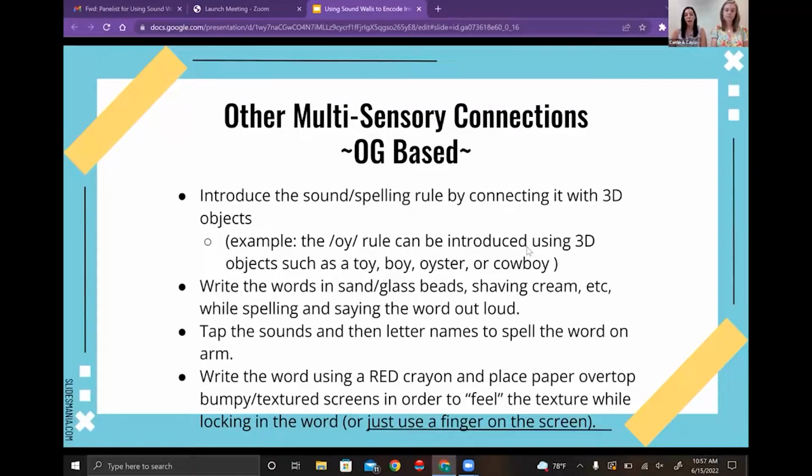While they're doing that, have the kids spelling and saying the word or the letters out loud. Tapping the sounds and then letter names to spell the word on your arm, which we saw Caitlin do in the video. Write the word using a red crayon and place it over top of a bumpy or textured screen in order to feel the texture of the letters in the word while you're locking in the word. And then you can go back with your finger over top of those bumpy letters as well and feel that.